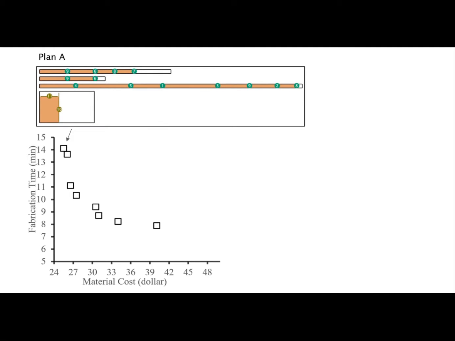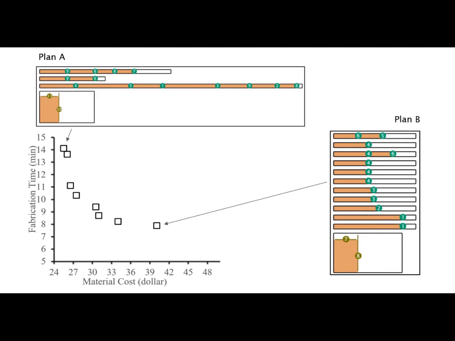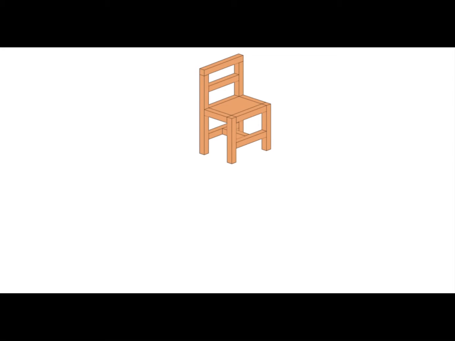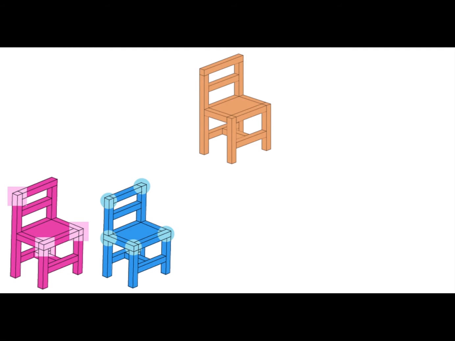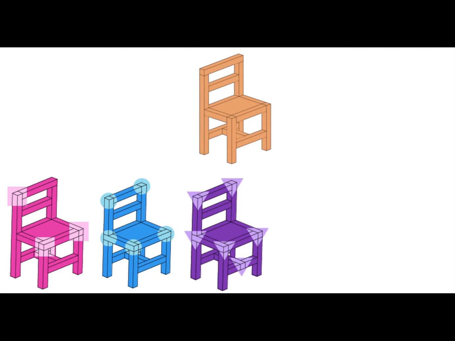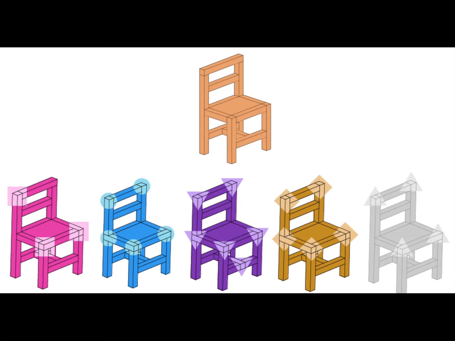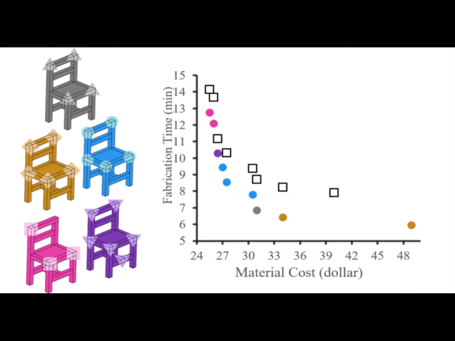Here, fabrication plan A uses fewer pieces of stock than plan B, reducing our material cost. Fabrication plan B has fewer cuts, reducing our manufacturing time. But what if you could modify your design in ways that preserve your original model but produce more optimal fabrication plans? You could imagine that there are potentially much more efficient fabrication plans achievable by just changing a few parts.